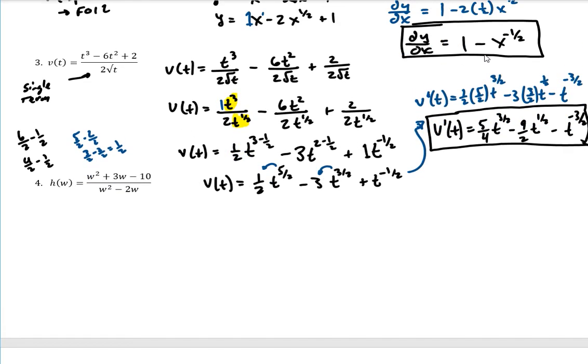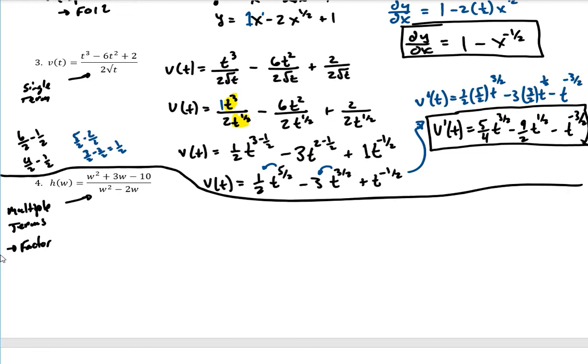Okay, one other. This time around, we see it's got multiple terms in the denominator. So often we'll try to factor. Let me go ahead and block that off. Okay, so our h of w. Notice the denominator factors, there's a w in common. So we have w and then w minus 2. And then the numerator looks like it factors as well.